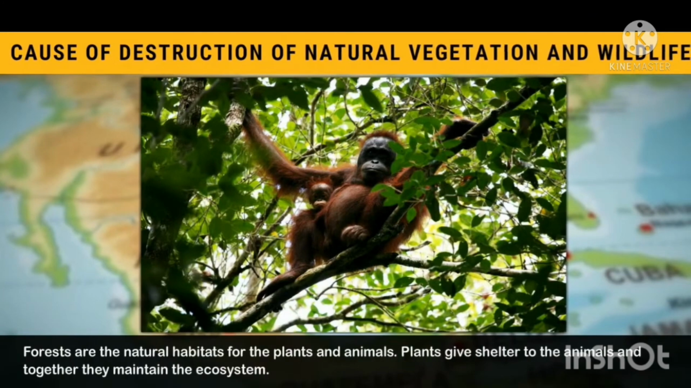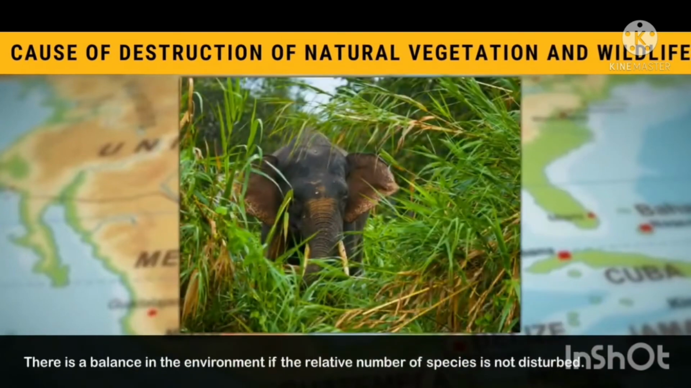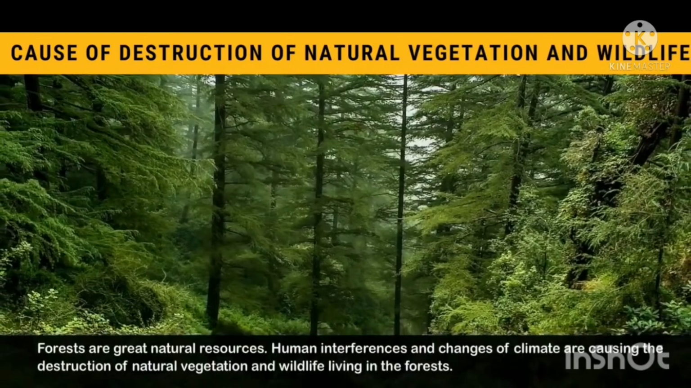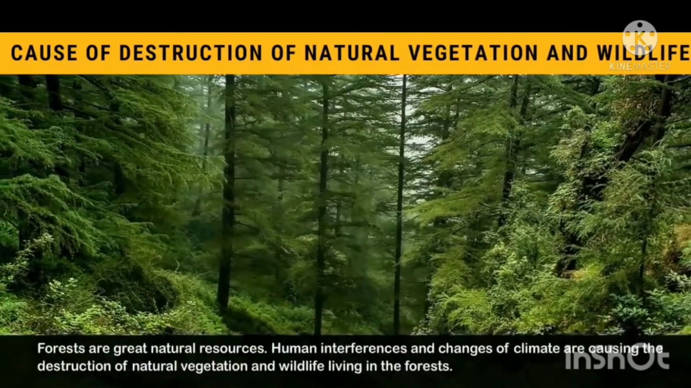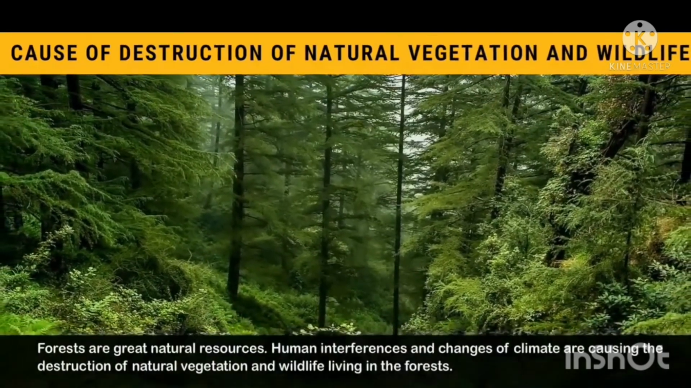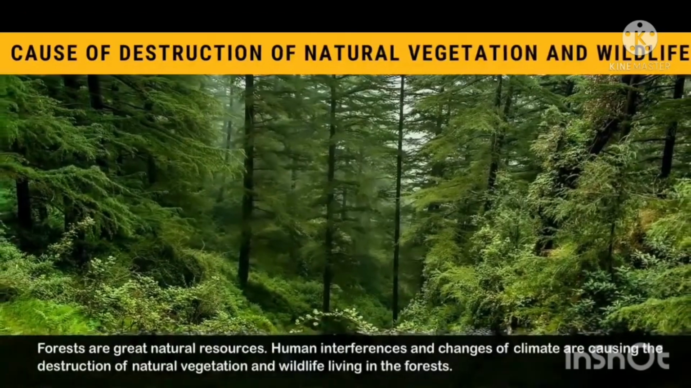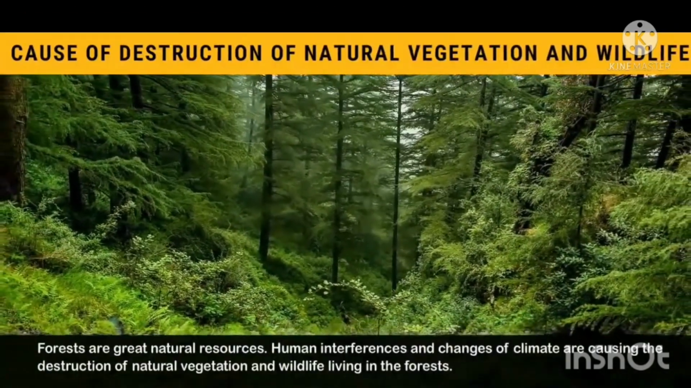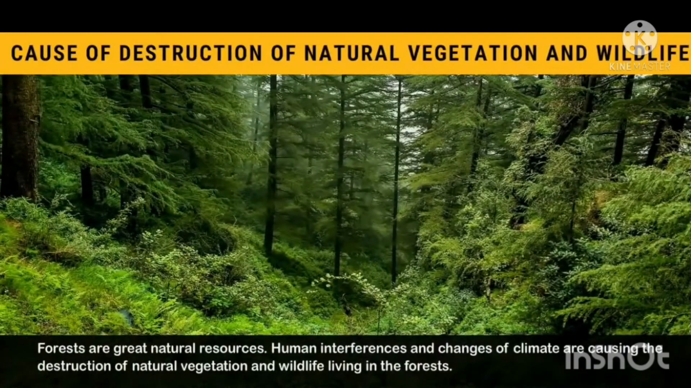Causes of destruction of natural vegetation and wildlife. Forests are the natural habitats for plants and animals. Plants give shelter to the animals and together they maintain the ecosystem. There is a balance in the environment if the relative number of species is not disturbed. Plants are great natural resources. Human interference and changes of climate are causing the destruction of natural vegetation and wildlife living in the forest.